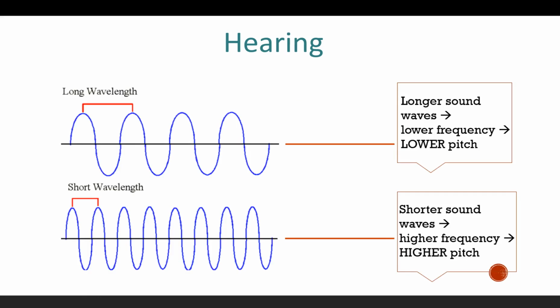Then moving on, these sound waves either have long wavelengths or shorter wavelengths. And longer sound waves have lower frequencies and a lower pitch, whereas shorter sound waves have higher frequencies and higher pitches. And so a lower pitch would be a really low sounding sound, whereas a higher pitch would be a really high pitched sound.